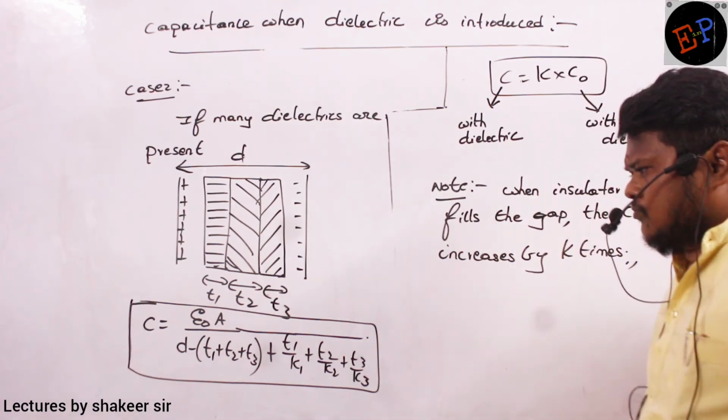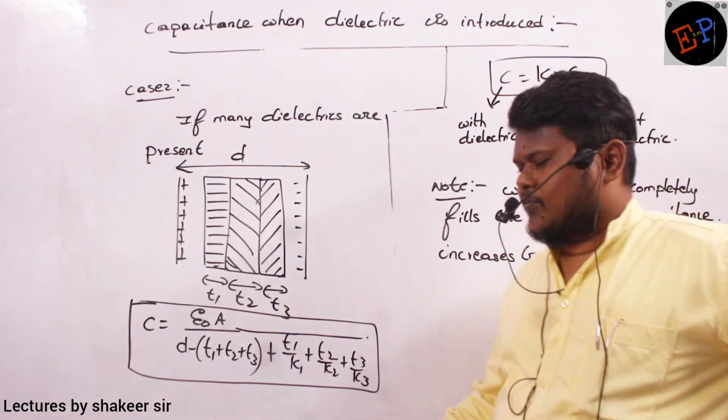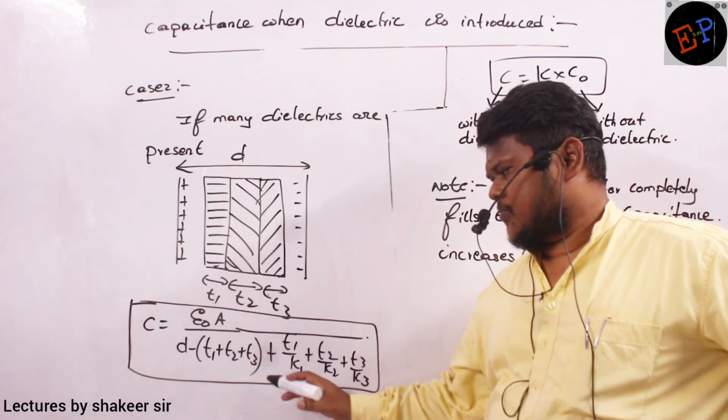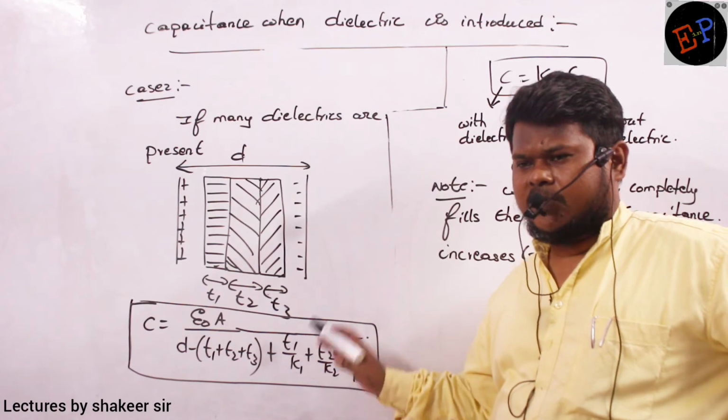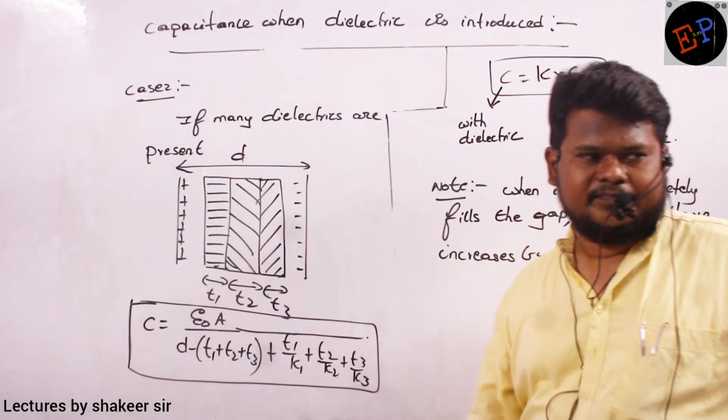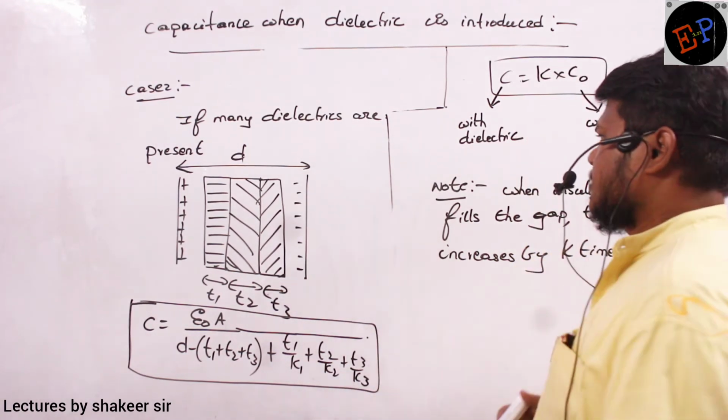So totally how many dielectrics? 3 dielectrics are there, no? So T1 plus T2 plus T3. And the next term is T by K, no? So T1 by K1, T2 by K2, T3 by K3. Okay. Case number 3.